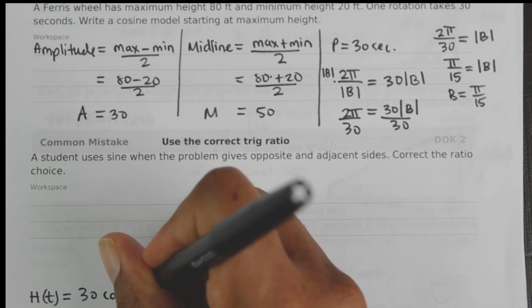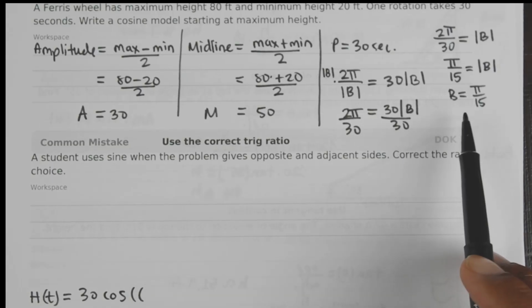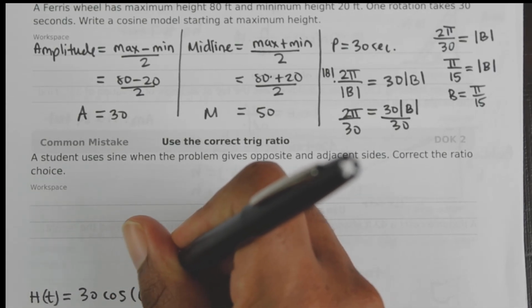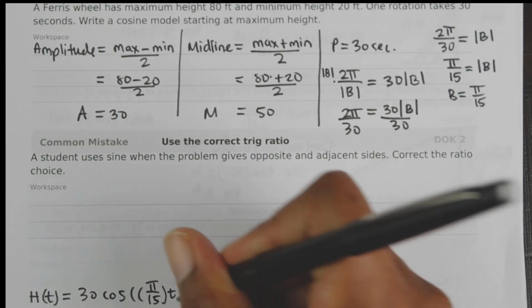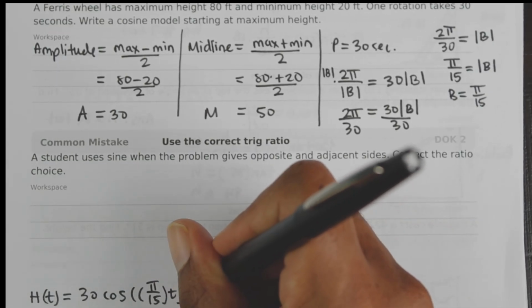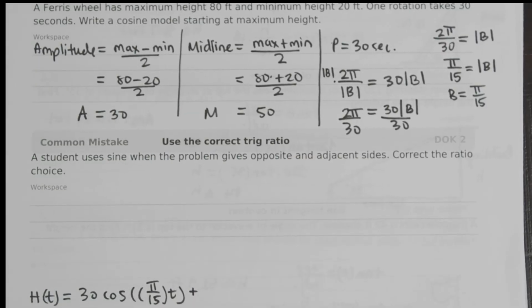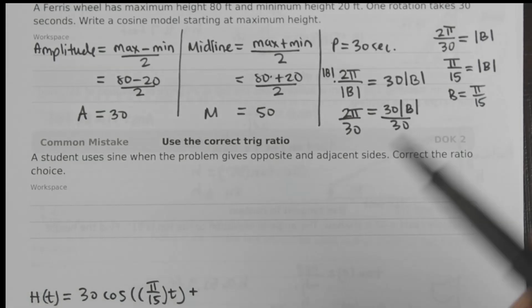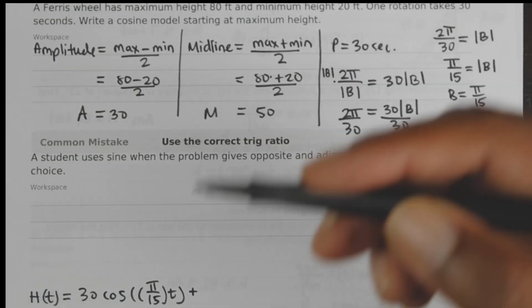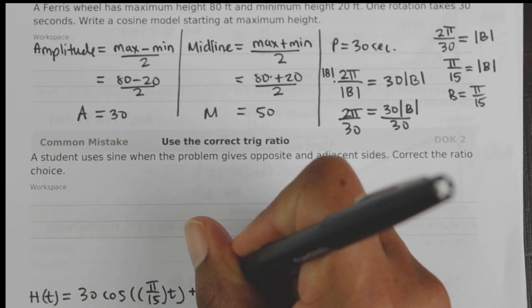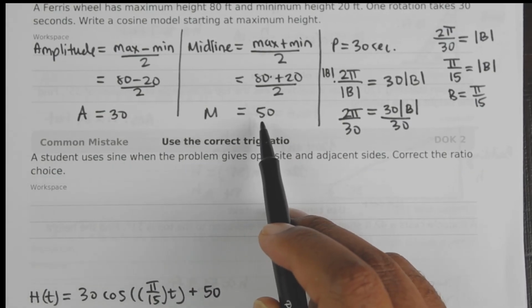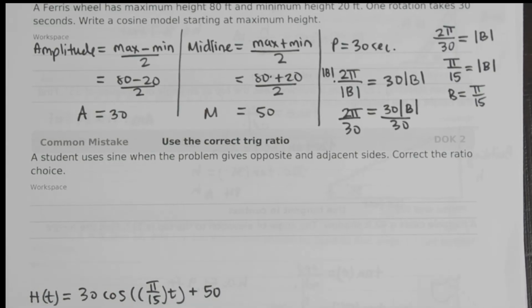then parentheses, and then we have b, right, which would be pi over 15, and that would be multiplied by t, in terms of time, right? Because, like it says, one rotation takes 30 seconds, so that's essentially what's happening. Every 30 seconds, it will be multiplied by this right here, plus 50, the midline. Right?